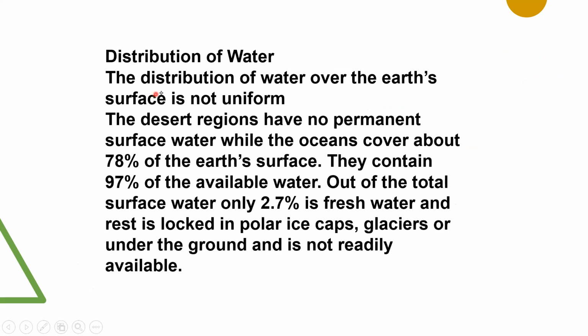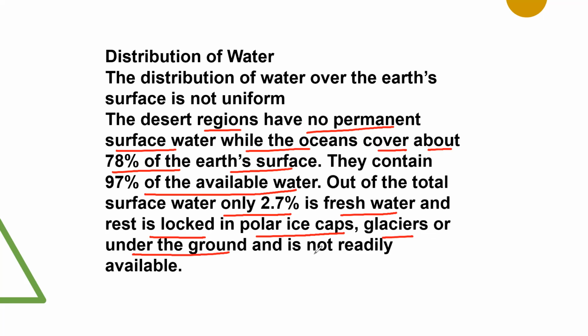Now distribution of water. The distribution of water over the Earth's surface is not uniform. The desert regions have no permanent surface water, while the oceans cover about 78% of the Earth's surface. They contain 97% of the available water. So out of the total, only 2.7% is fresh water and the rest is locked in polar ice caps, glaciers and under the ground and is not readily available. So this is the abundance of water on the Earth's crust.